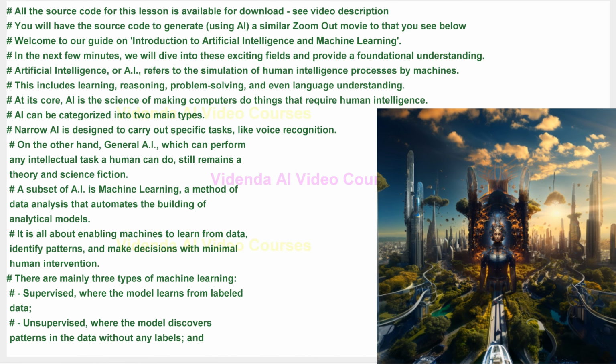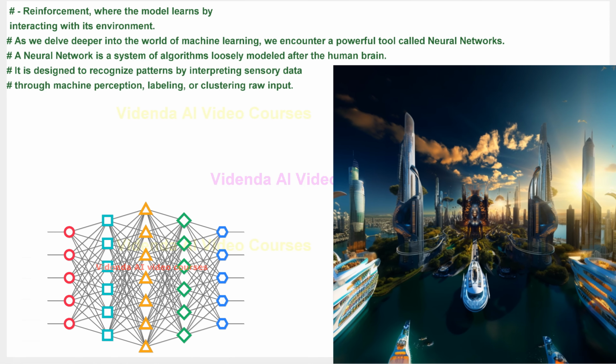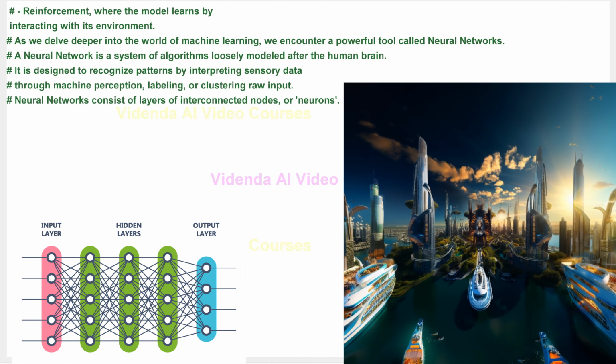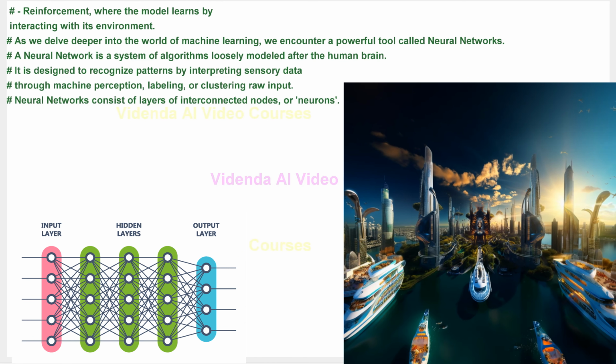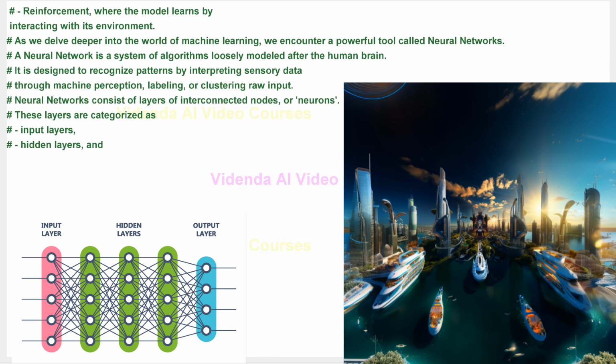As we delve deeper into the world of machine learning, we encounter a powerful tool called neural networks. A neural network is a system of algorithms loosely modeled after the human brain. It is designed to recognize patterns by interpreting sensory data through machine perception, labeling, or clustering raw input. Neural networks consist of layers of interconnected nodes, or neurons. These layers are categorized as input layers, hidden layers, and output layers.